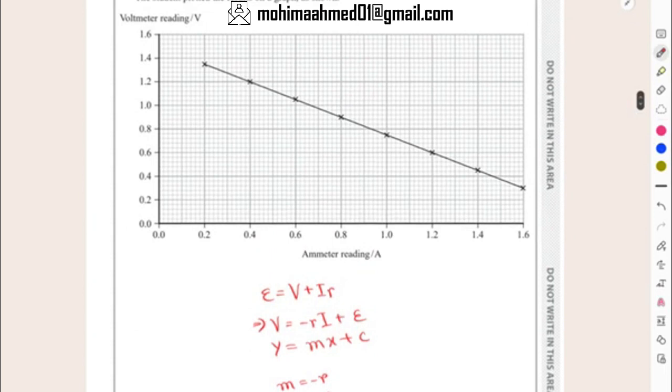So in that case, as your EMF is the y-intercept and this graph actually never meets the y-axis, you have to extrapolate this line until it actually meets the y-axis. In that way, you just take a straight line and do it like this.